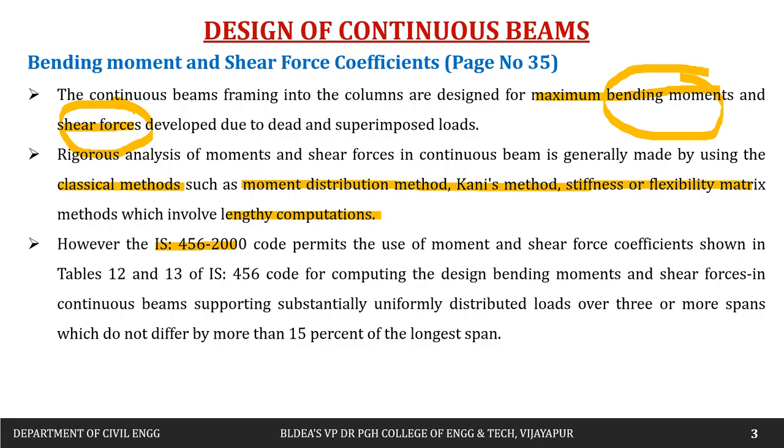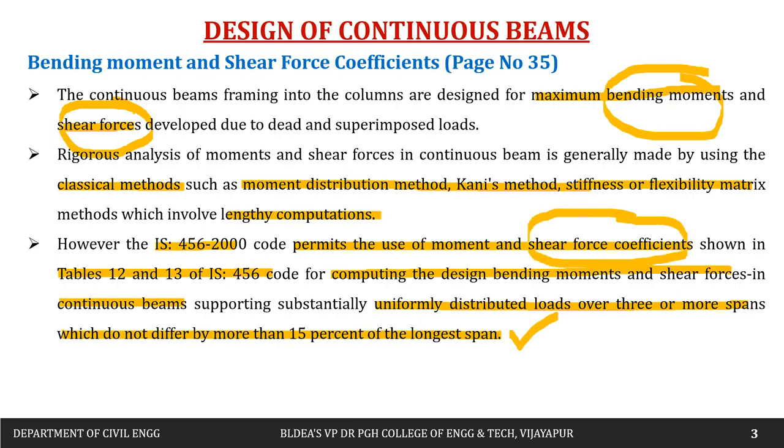The IS code permits the use of moment and shear force coefficients, which are given in Table 12 and 13 of IS 456, for computing the bending moment and shear force in the continuous beam, which is subjected to a uniformly distributed load over three or more spans, in which they do not differ by more than 15% of the longest span. So we can use these moment and shear coefficients which are given in Table number 12 and 13 of IS 456.